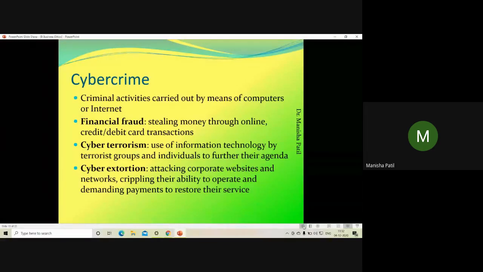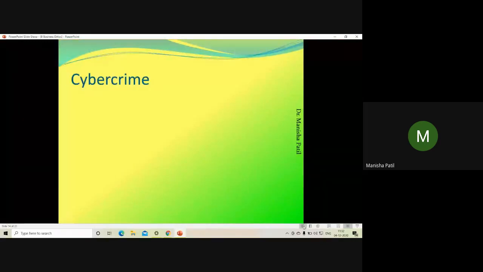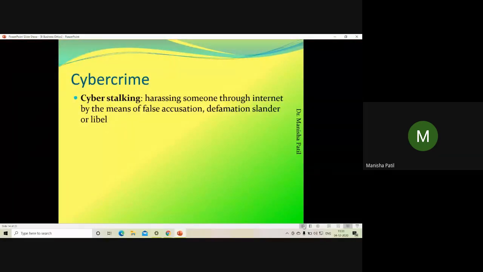Cyber extortion, it is a type of blackmailing. Done, ma'am. Cyber stalking, harassing someone through internet by means of false accusations, defamation, slander, and libel.